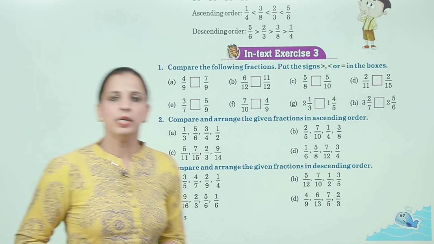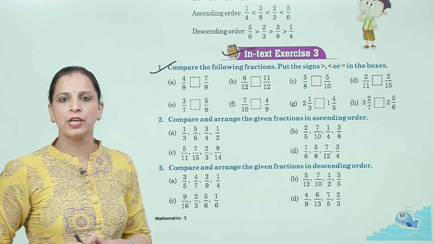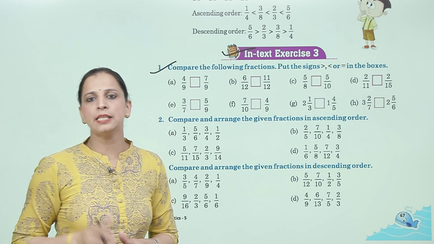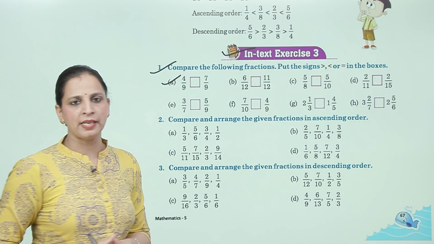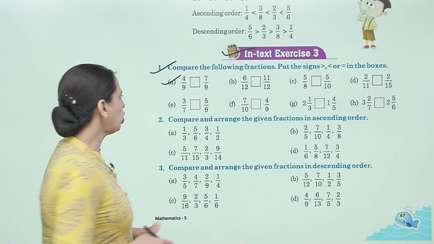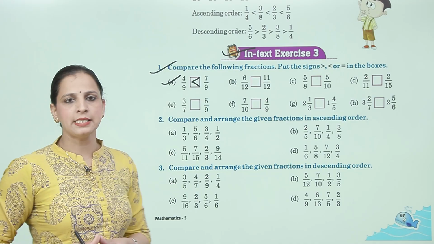Now in text exercise 3, question number 1. Compare the following fractions. Put the sign greater than, less than or equal to in the boxes. A part. 4 by 9 and 7 by 9. Both have same denominator. So 4 is less than 7. So 4 by 9 is less than 7 by 9.